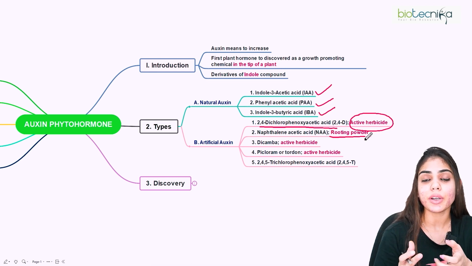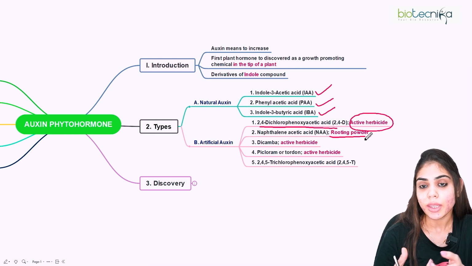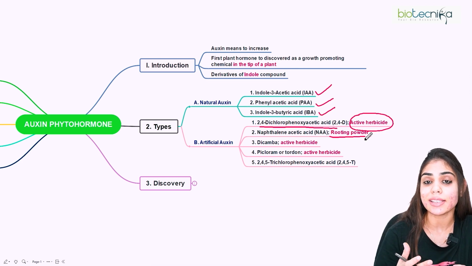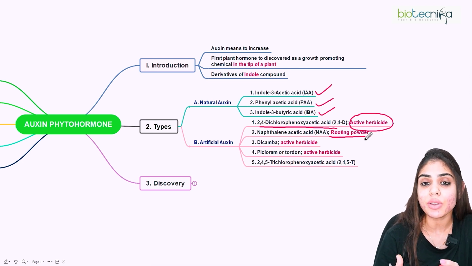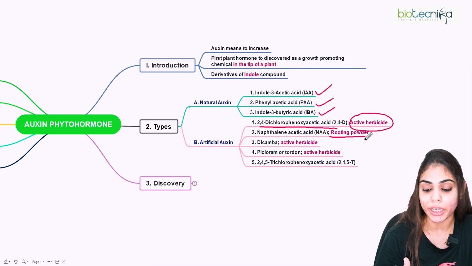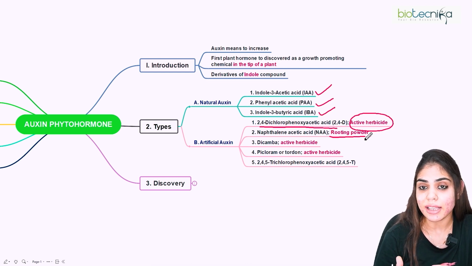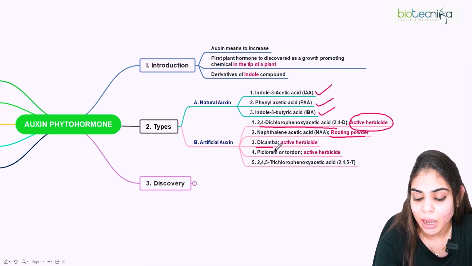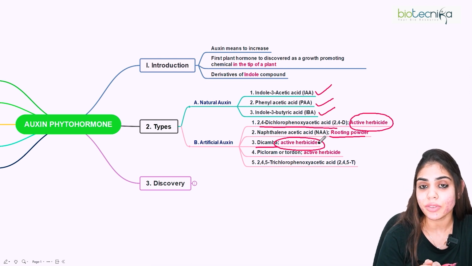Suppose you are doing plant tissue culture and in an experiment you add this NAA, it will induce the formation of roots in the plant body. So this naphthalene acetic acid is an example of artificial auxin. The third is dicamba, which is again an active herbicide. Now what is the extension of this dicamba?